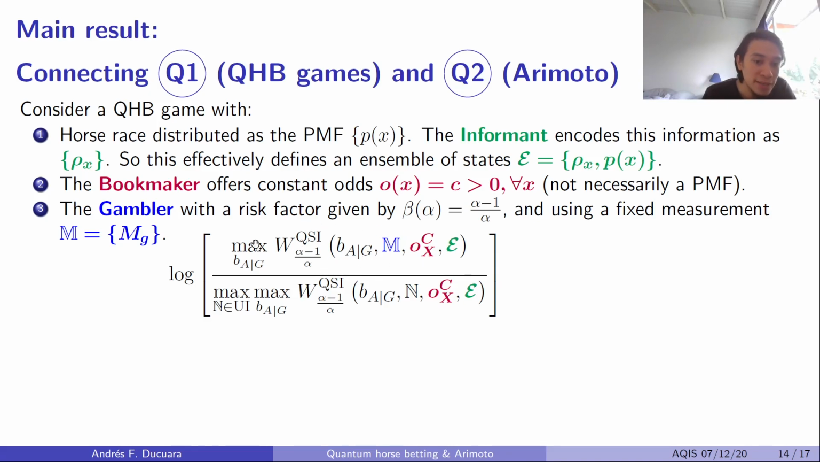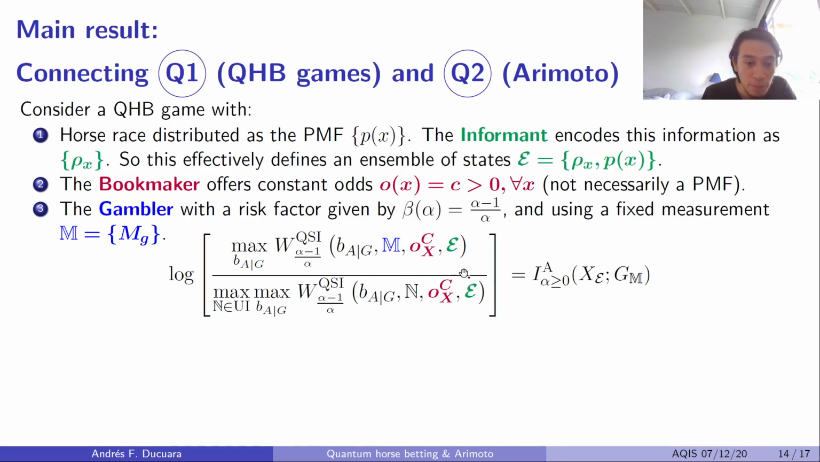And then we want to compare this type of player against a player who is only allowed to use uninformative measurements. Here we're going to be maximizing. We have the same game. We're also going to maximize over betting strategies, but now we're going to maximize over all free measurements, or uninformative measurements. And then we're just going to take the log of that quantity. So this somehow is quantifying the advantage of using measurement M against all free measurements. And then, our main result is that it is equal to Arimoto's measure of dependence.